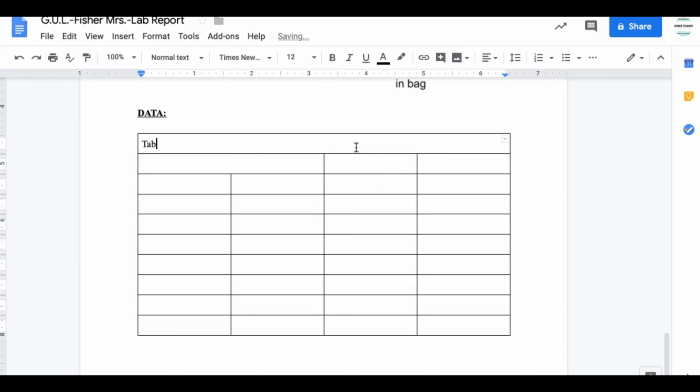So here I'm going to write Table 1, comparing celery leaf temperatures in warm and cool locations. I want my title of my graph to be centered and bolded, and it needs to be very descriptive. It needs to be exact for what was being collected. So I compared the temperatures in warm and cool locations.